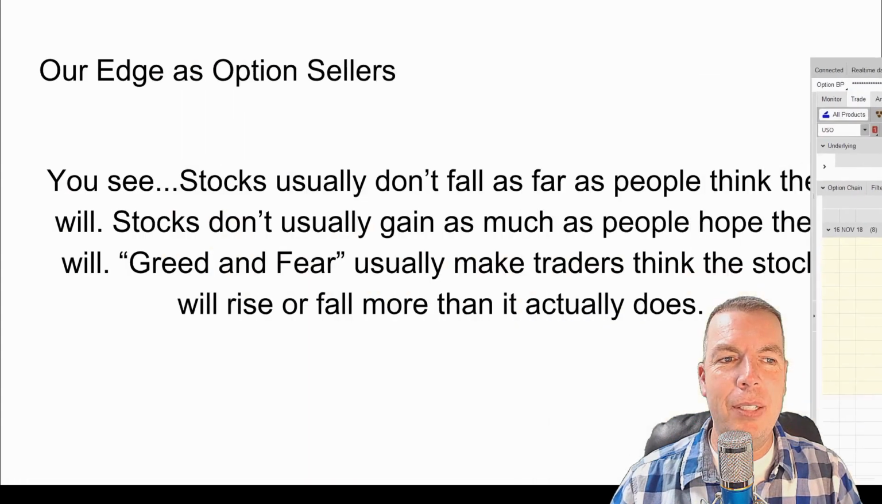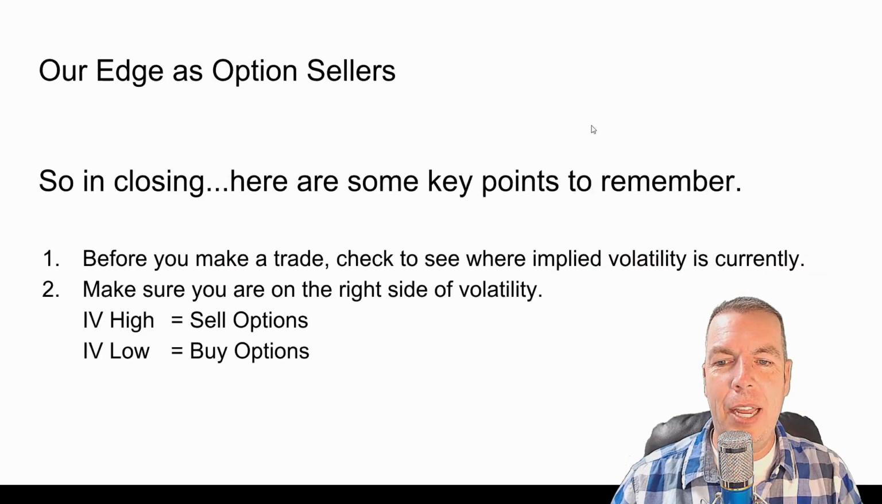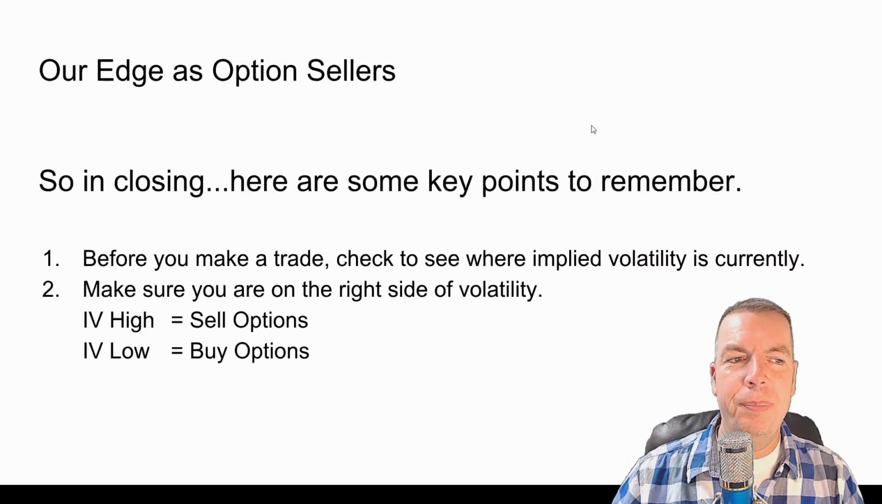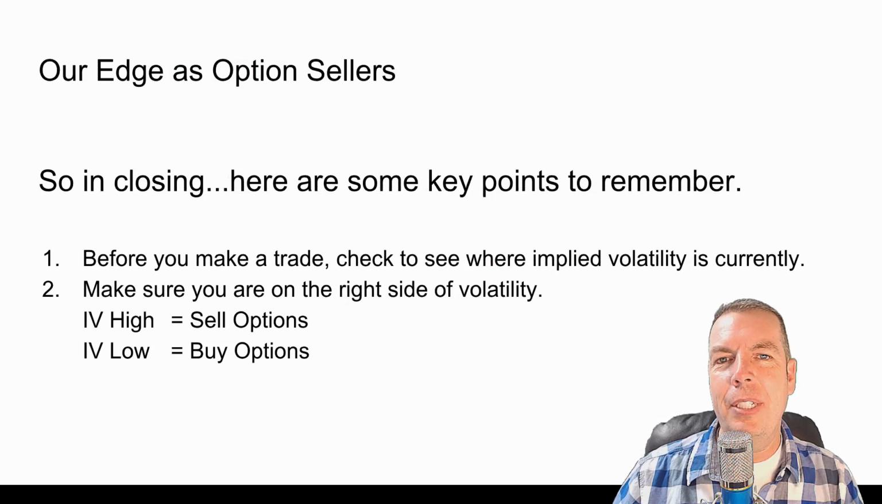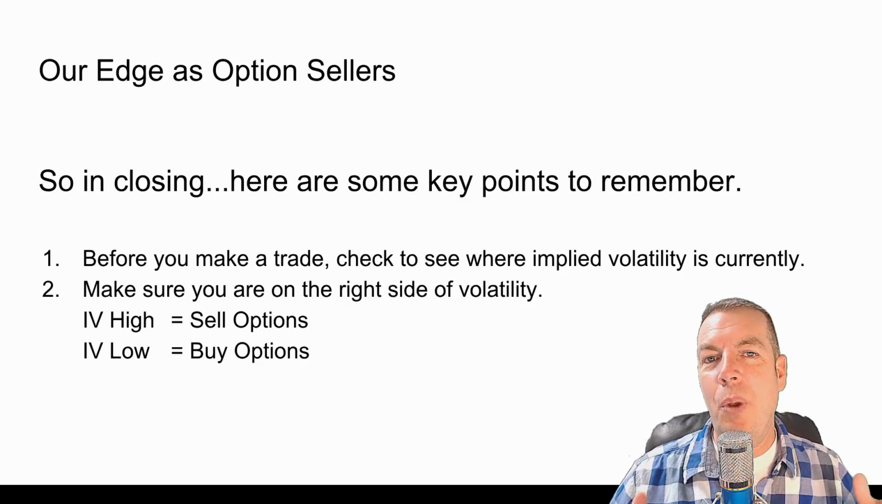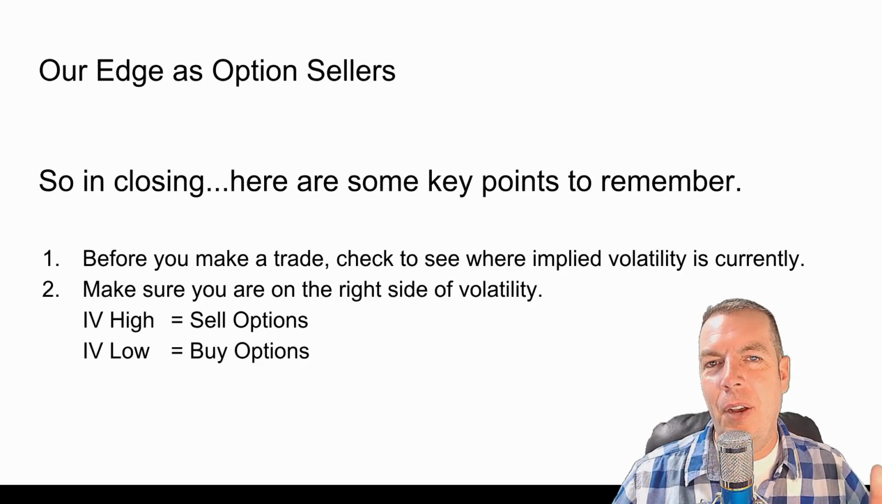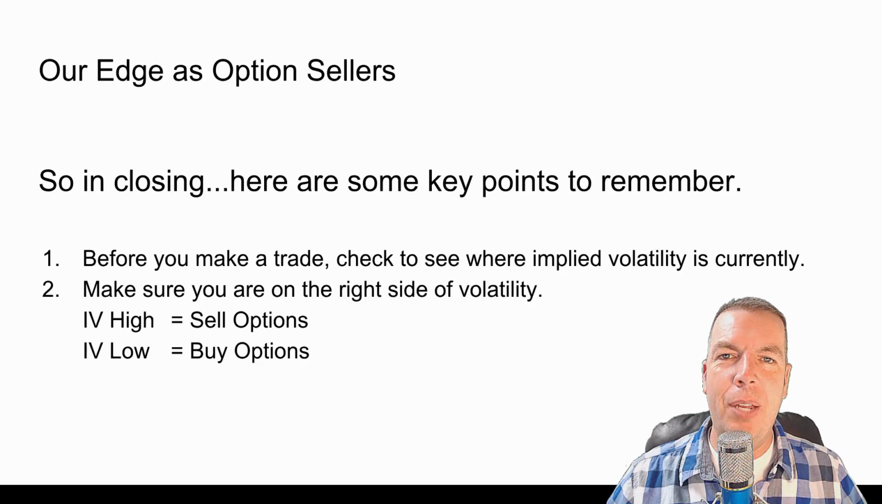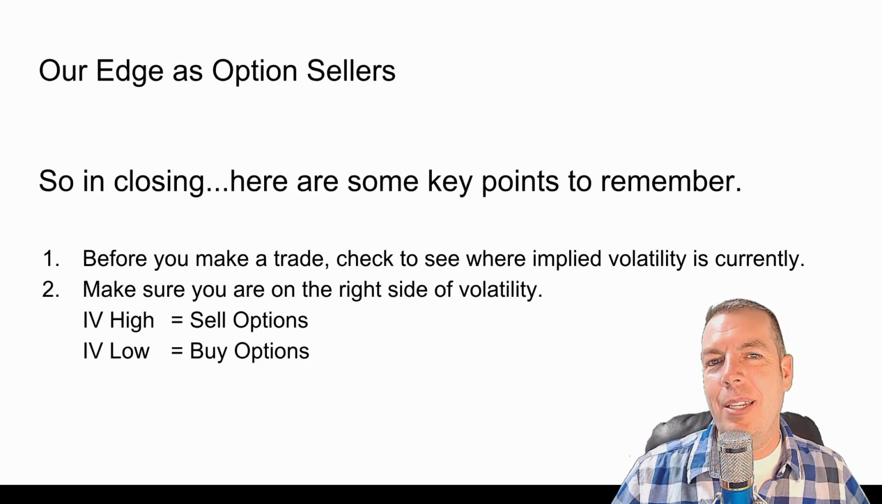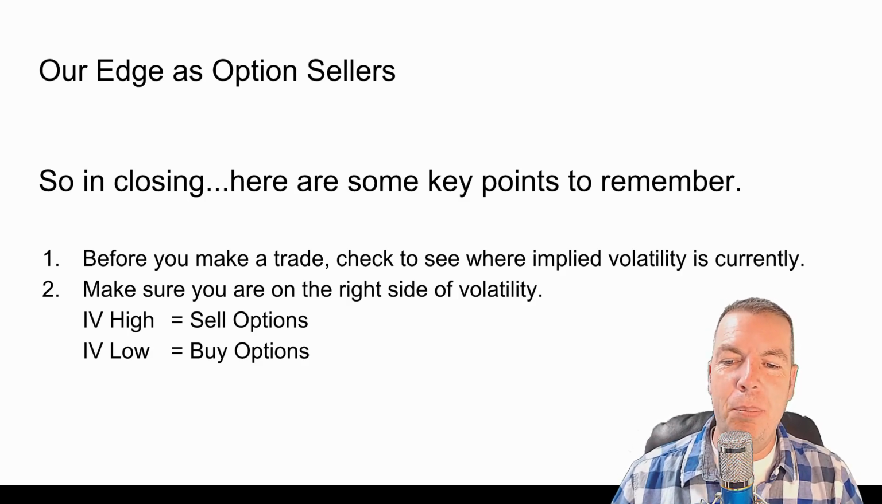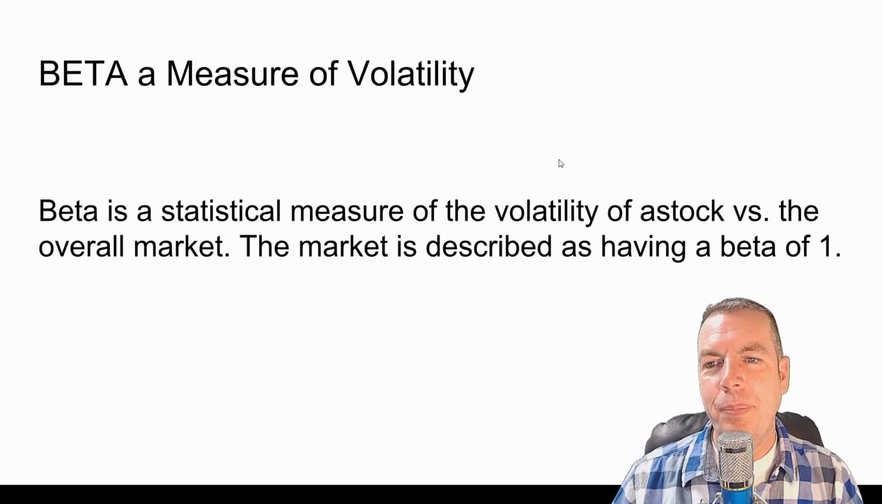So a couple of takeaways to leave you with today: before you make a trade, check where implied volatility currently is. If you're trading options, definitely check it. Check that IV rank and look at where it is, and make sure you're on the right side of volatility. If the implied volatility is high, you want to be a seller of options. If you're looking at buying options, make sure that implied volatility is low.